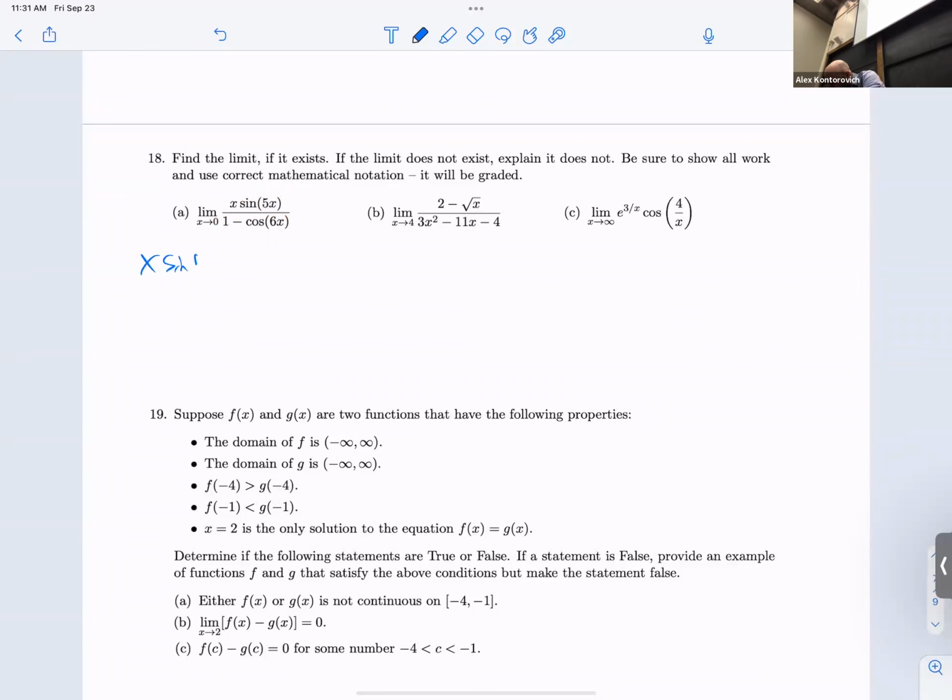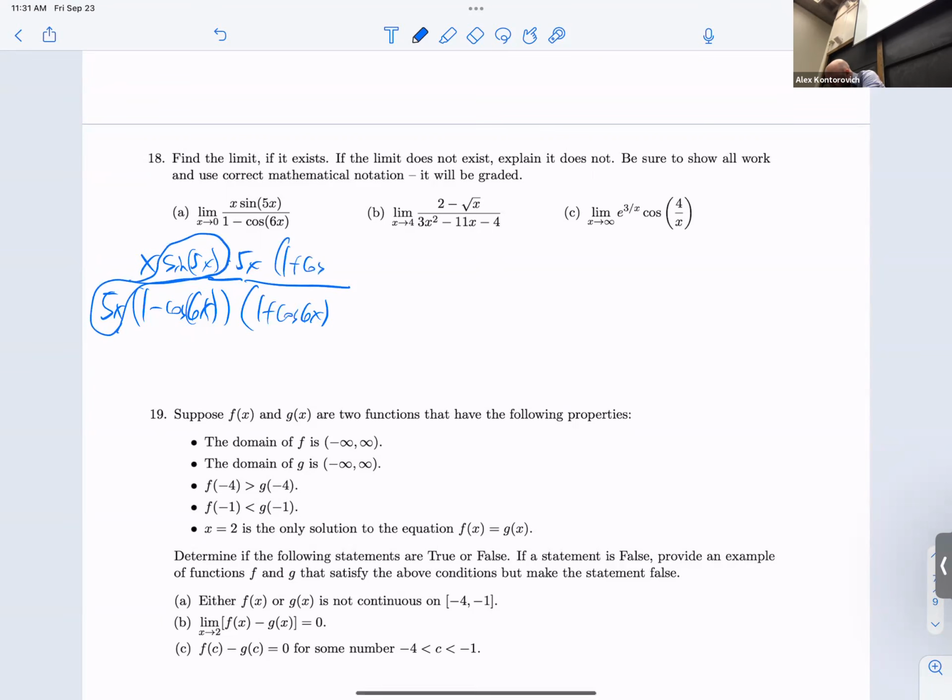So if I have x sine of 5x over 1 minus cosine of 6x, one thing I'm going to want is an extra 5x on top and bottom. If you like to do that kind of thing, again, you don't have to. That's going to help me. What about the cosine? I'll multiply by a 1 plus cosine of 6x on top and bottom. By the way, make sure that we do indeed have a limit as x goes to 0 and not some other place where you can just plug in the value. Yes, it's at 0 where we have problems.